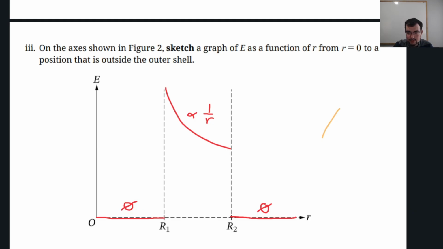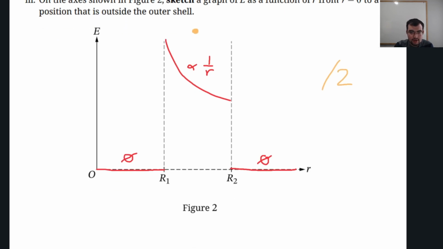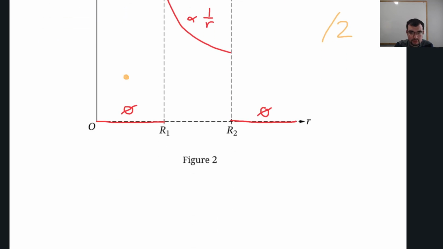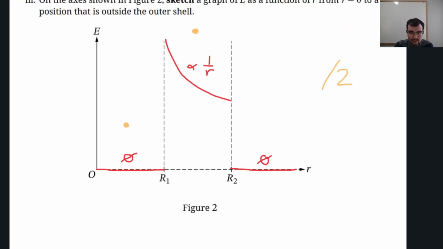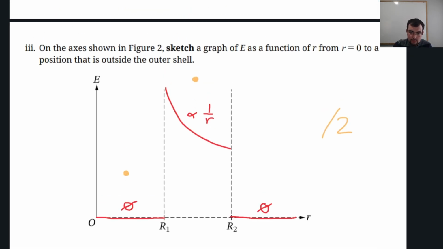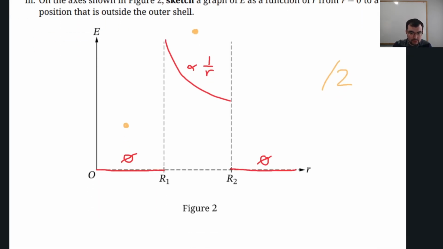Then the diagram is always worth 2 points on A. So you probably get 1 point for a decreasing electric field in the cavity region, and then you get a point for 0 field outside the capacitor, in the in-between region. So the 0 region is a point, and the non-0 region is a point.